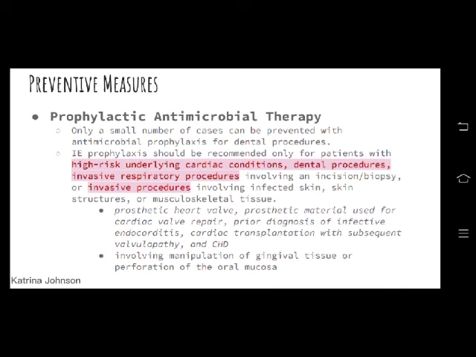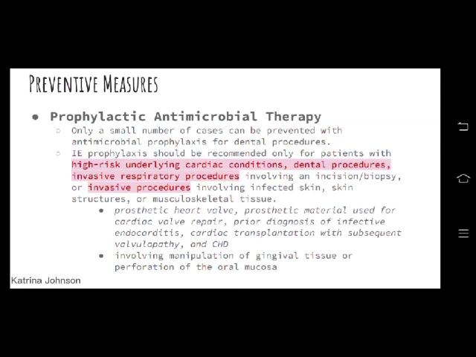One would be only a small number of cases can be prevented with antimicrobial prophylaxis, specifically for dental procedures. Next would be infective endocarditis prophylaxis should only be recommended for patients with high-risk underlying cardiac conditions. So this would be a prosthetic heart valve, if the patient has prosthetic material that they used for a cardiac valve repair, if the patient has a prior diagnosis of infective endocarditis, if the patient has had a cardiac transplant with a subsequent valvulopathy, and if the patient has congestive heart disease.